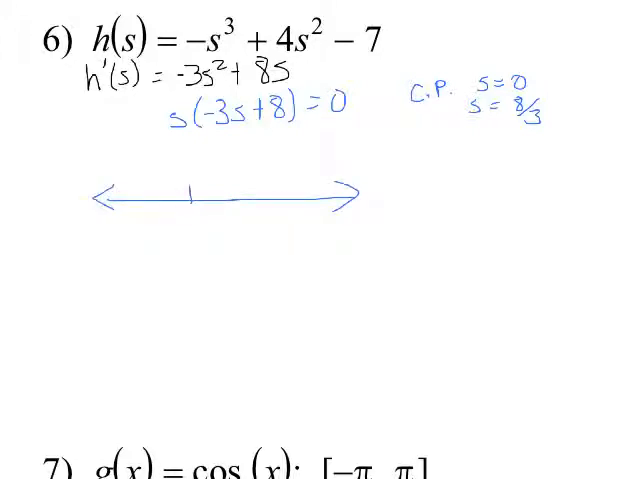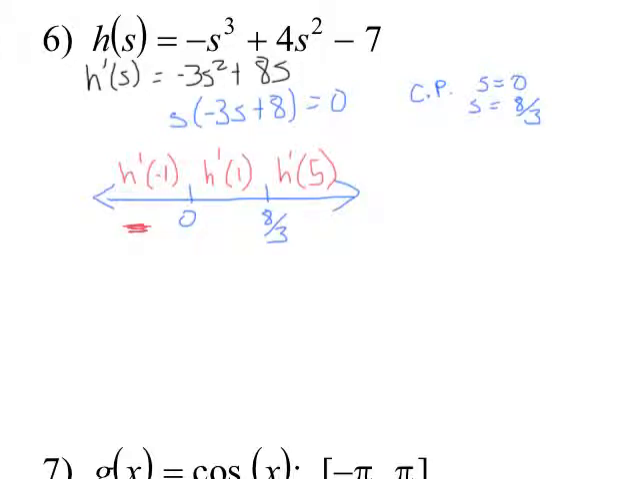So I can set up my intervals from 0 and 8/3, and I do test points h prime of -1, h prime of 1, and h prime of, we'll just go with 5. You can test any point you want to as long as it's within that interval. So in this case, if I stick -1 into the function, I'm going to get a negative answer.